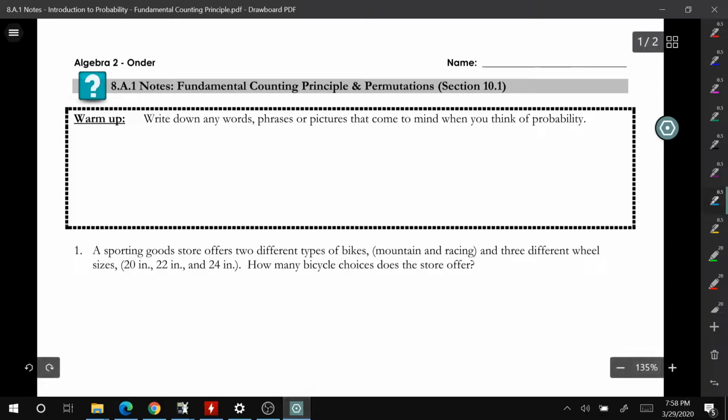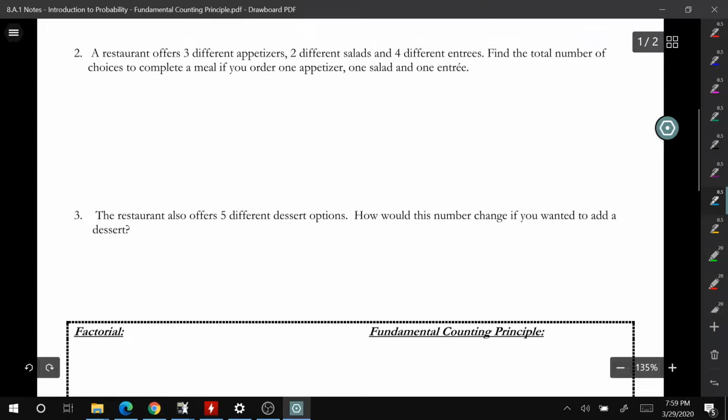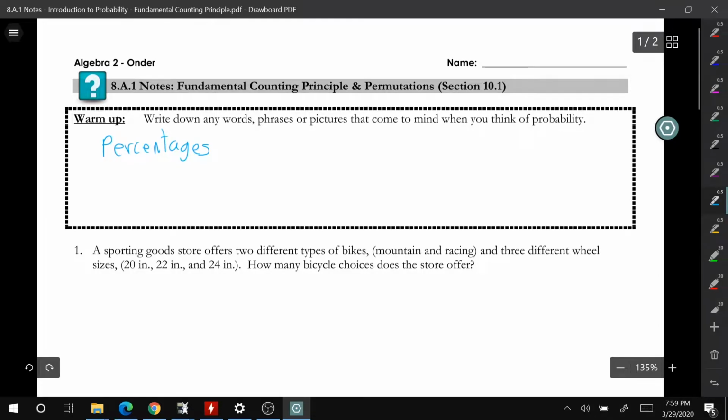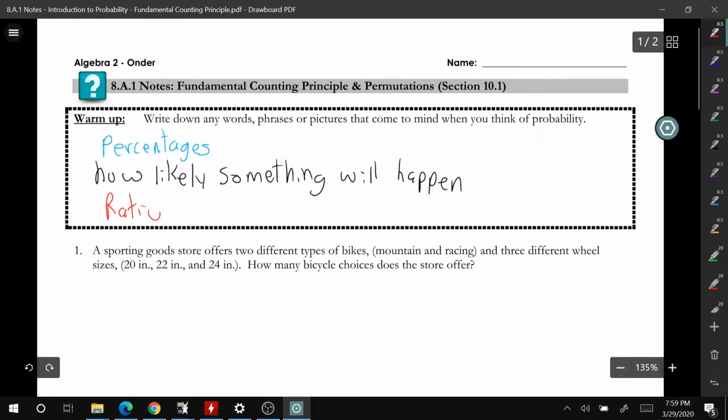So when we think about probability, some things that may come to your mind would be a percentage, how likely something is to happen, and you maybe think, a ratio. So there may be some other words that come to mind when you think of probability. So these are just some that came to my mind.